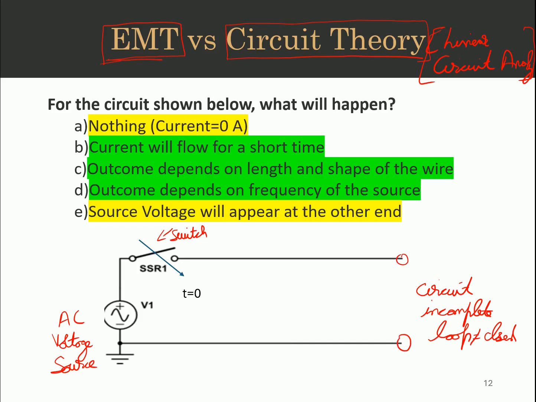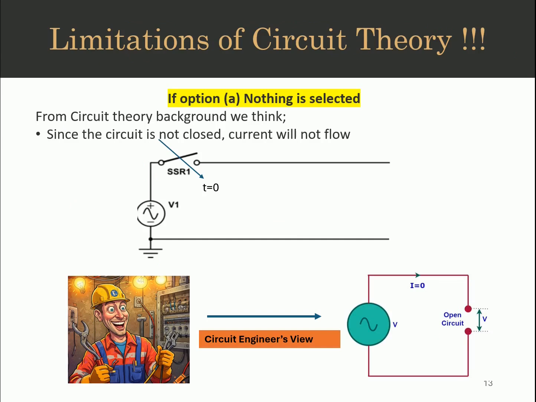Now if we look at this circuit and do the analysis from the circuit's perspective, we see that there can be two outcomes for this circuit, and the two outcomes are presented in the yellow highlights. So either it can be option A or it can be option E. What this means is, if we look at this circuit from a circuits engineer perspective, we get two options. What are the two options?